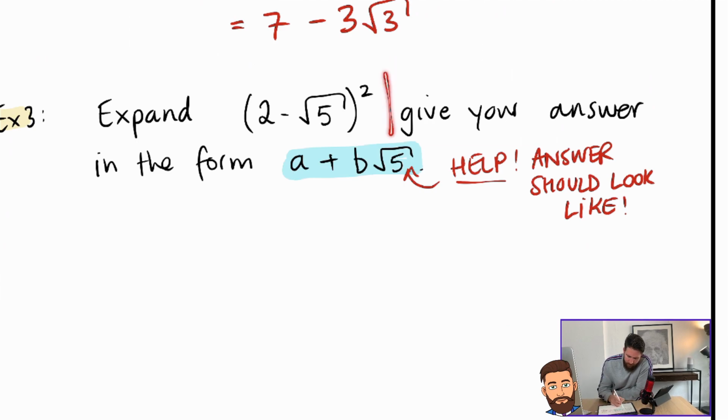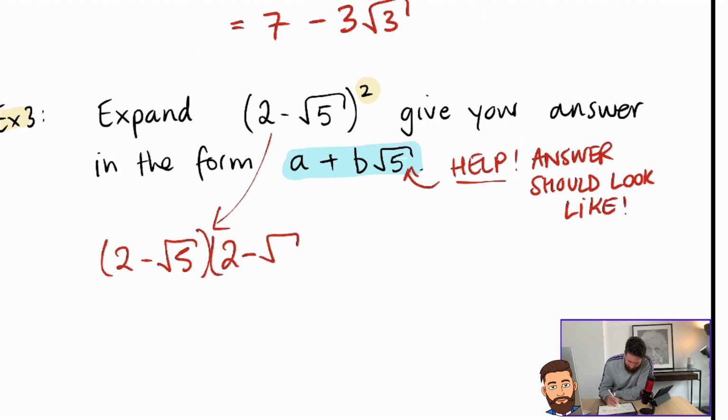And this bit here, it says expand 2 minus root 5 squared. Well, what does squared mean? Squared means times it by itself. So we need to times this bracket by itself. So what's that going to look like? That means I'm going to do 2 minus root 5 times by itself, 2 minus root 5.